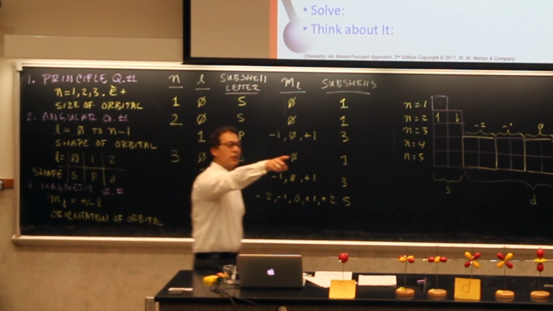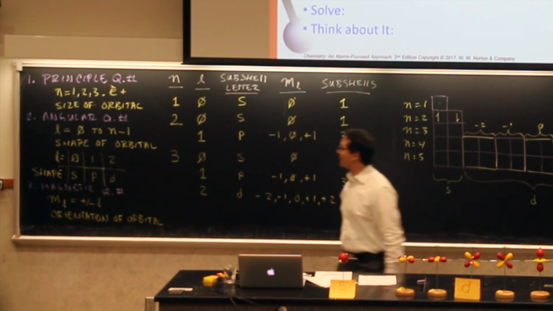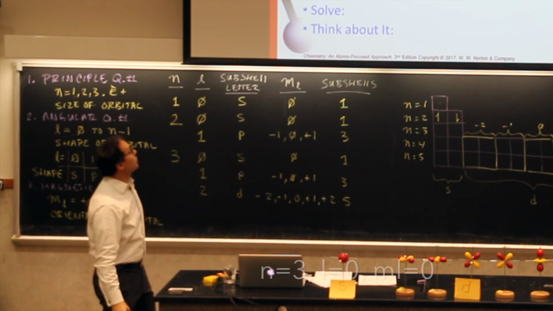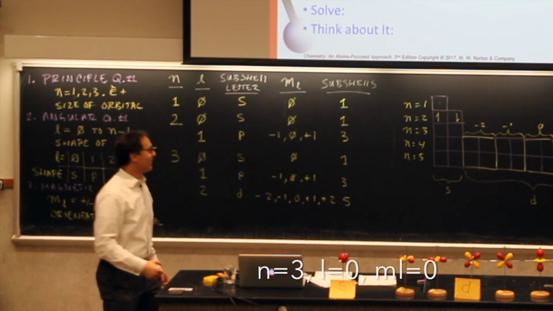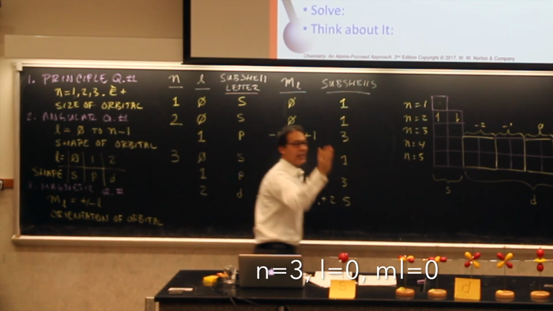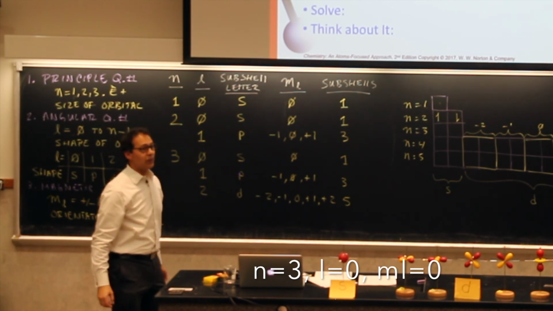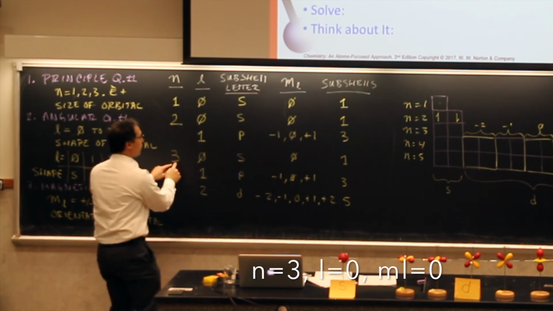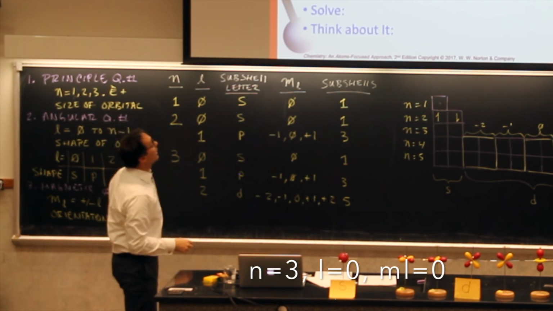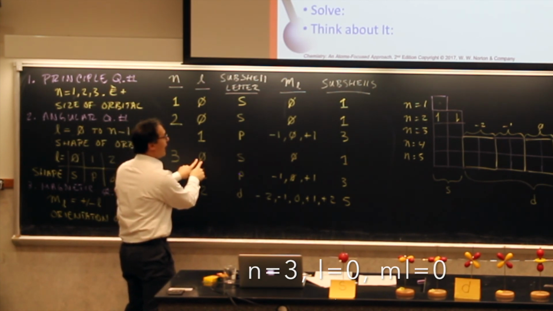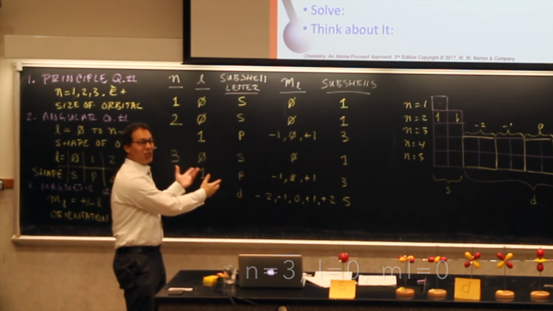Help me out with number 2. Can n be equal to 3? Yes, it can. And if n is equal to 3, can l be equal to 0? Yes, it can. And if l is equal to 0, can m sub l be equal to 0? Yes, it can.